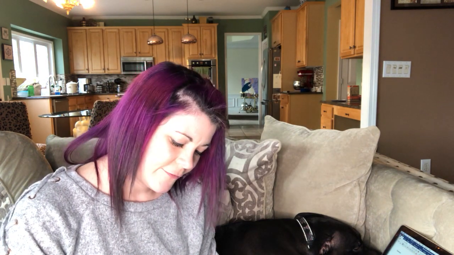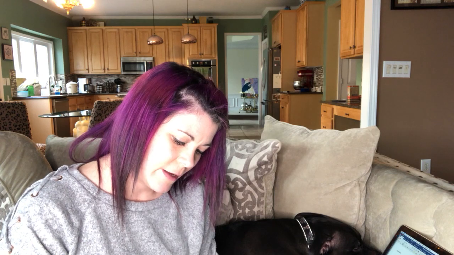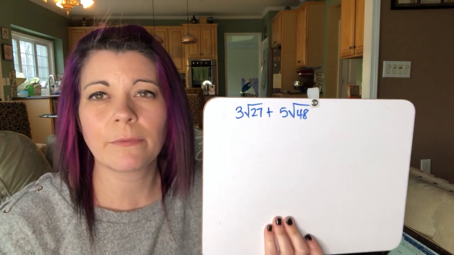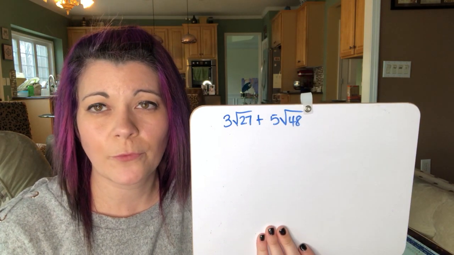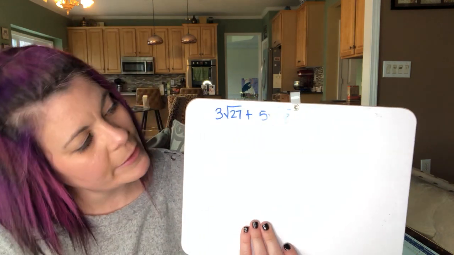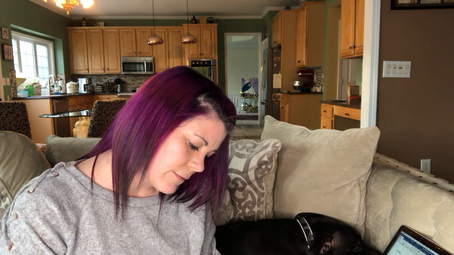3 square root of 27 plus 5 square root of 48. So we have 3 square root of 27 plus 5 square root of 48. So the first thing we want to do is simplify 3 square root of 27. I'm going to take what's under the radical, 27, and find its prime factorization.